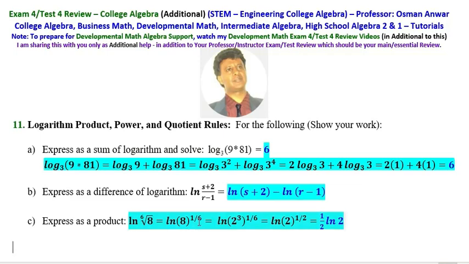Then express as a product: ln of the 6th root of 8, that is equal to ln 8 to the power of 1 over 6, and 8 is 2 to the third, that is ln of 2 to the third to the power of 1 over 6. 3 divided by 6 is half, that is ln 2 to the half. Bring the half down, that is half ln 2.